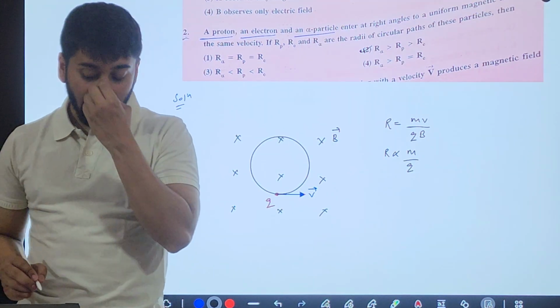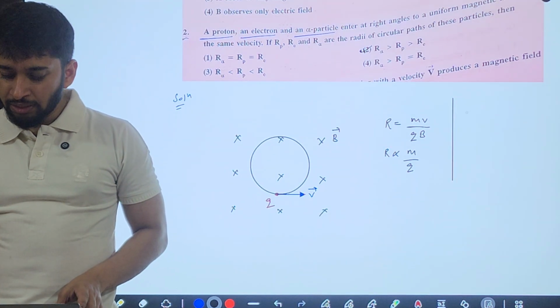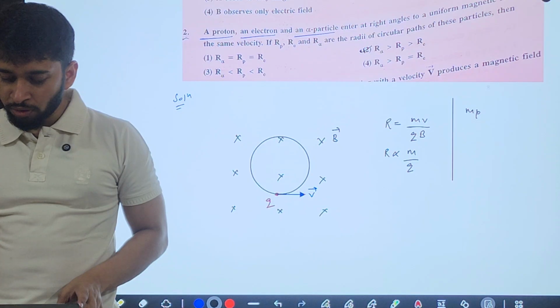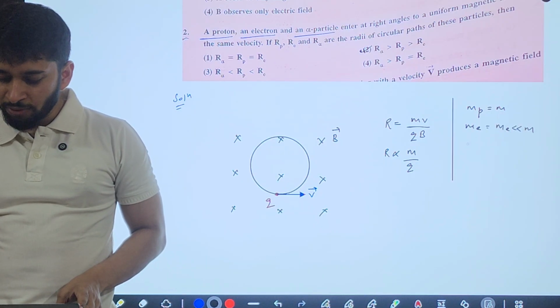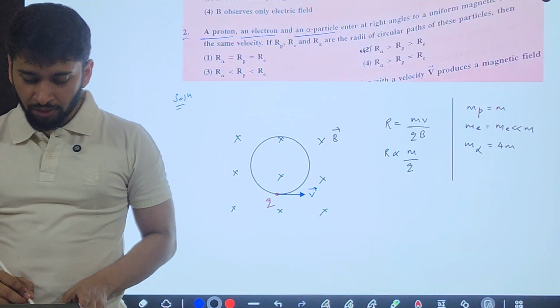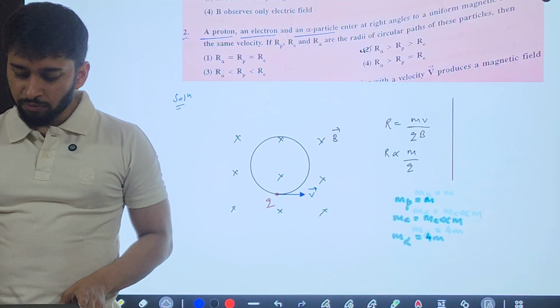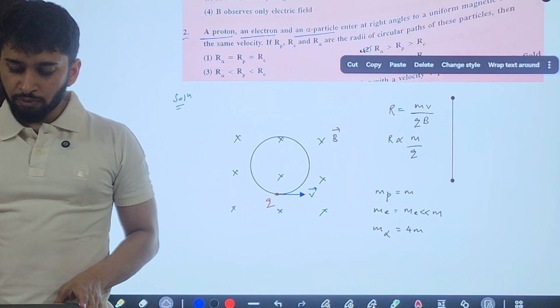Fine, so let me do a quick summary for you. Let us take the mass of proton to be m. The mass of electron will be much less than m. Then you have the mass of alpha particle, which will be 4 times m.